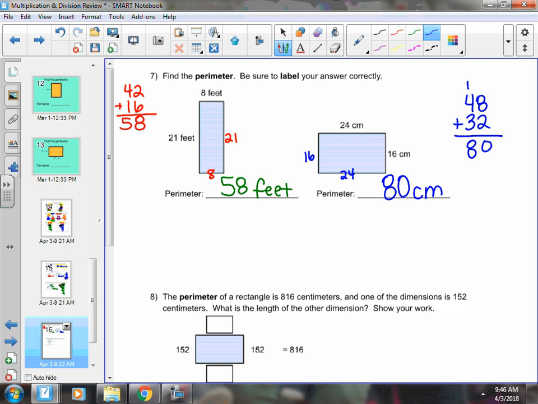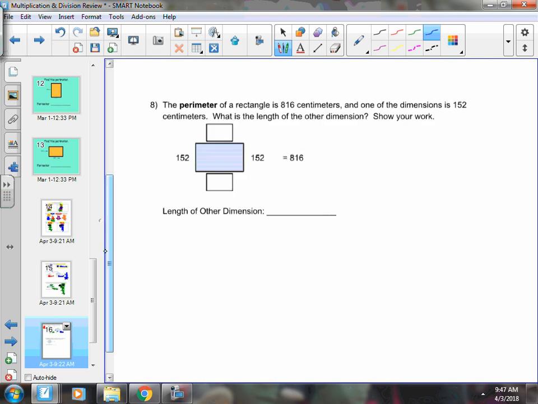So we just did two perimeter problems. Now let's do a perimeter word problem. And this is slightly more complicated than the area word problem. Okay, so we have to work backward. The perimeter of a rectangle is 816 centimeters, and one of the dimensions is 152 centimeters. What's the length of the other dimension? So we're working backward. We know the total. They gave us the length of one side. What's the length of the other side? The first step, add what you know.